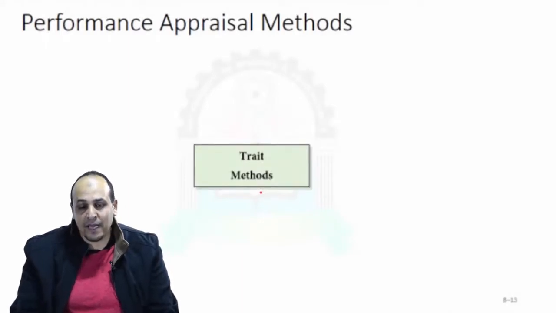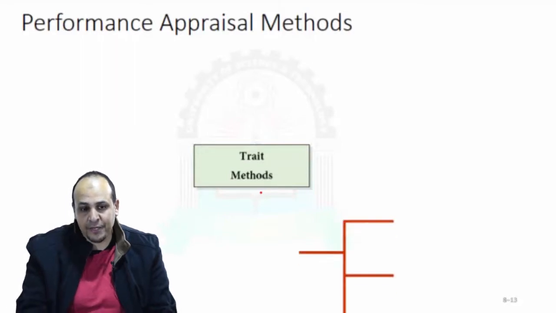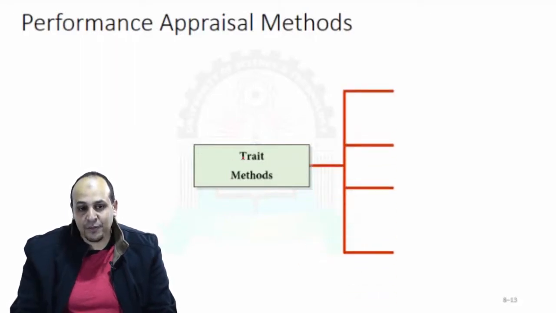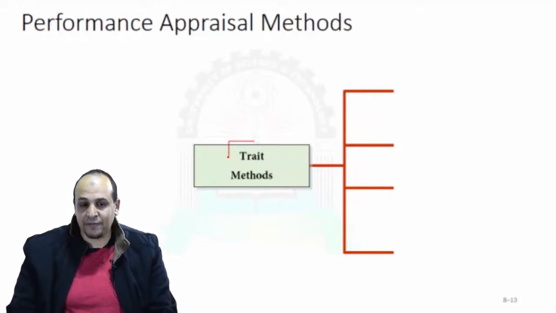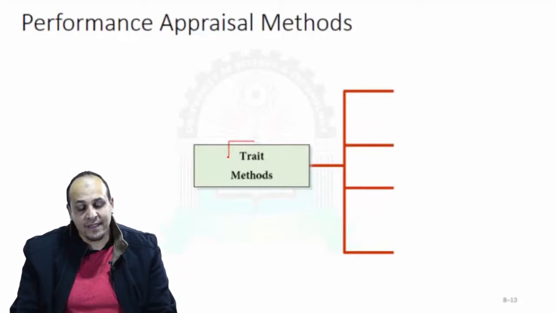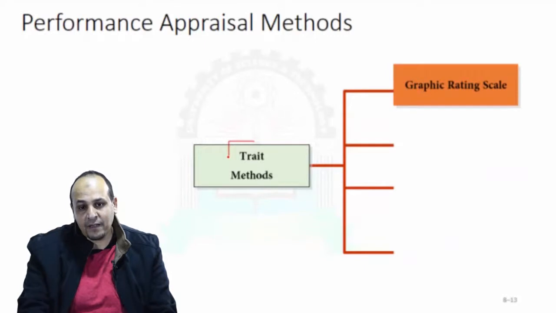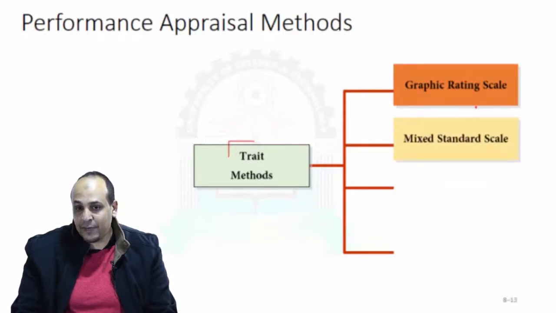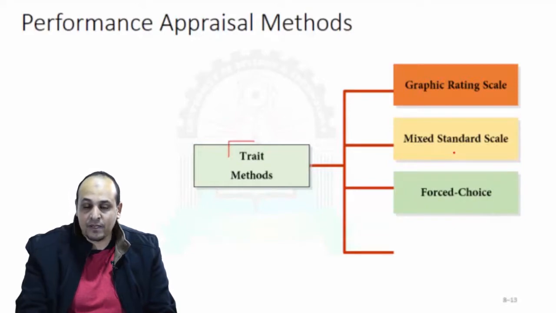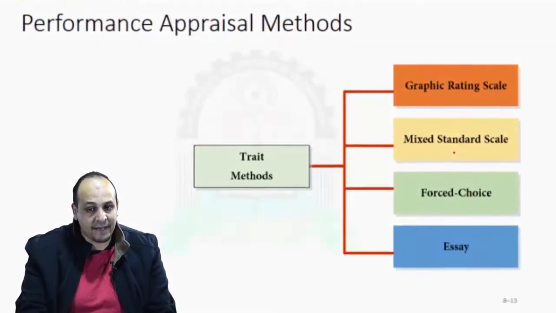Now here, what kind of methods do we have as we talk about appraising employees? The first one, we have trait methods. In fact, we have two main approaches. One is about the traits of the employees. The other one is about the behavior of the employees. Now we consider the first one here. We have the graphic rating scale, mixed standard scale, the forced choice, and the essay.